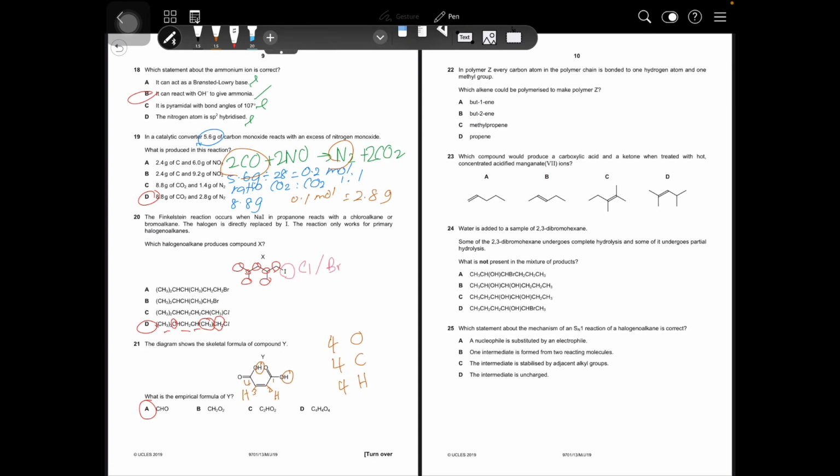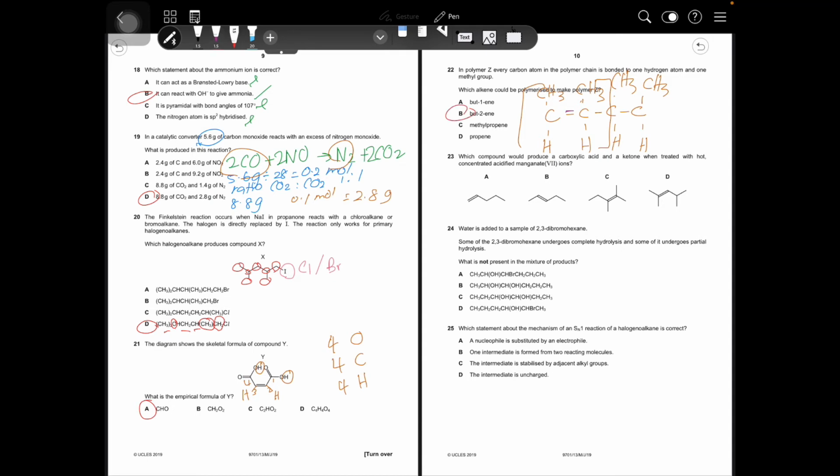The next one, in polymer Z, every carbon atom in the polymer chain is bonded to 1 hydrogen and also 1 methyl group. So that means you have something like this, so it must have 1 methyl, 1 hydrogen. So which alkene could be polymerized to make this polymer Z? From this we can see that this is actually the monomer and the double bond was originally here. So that means it comes from butene.